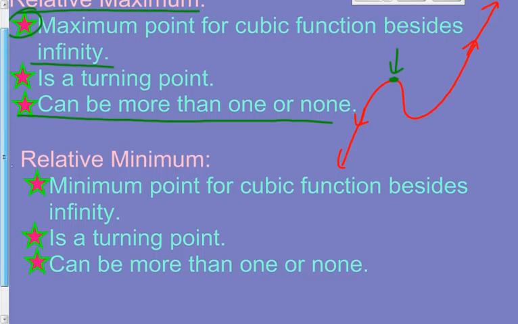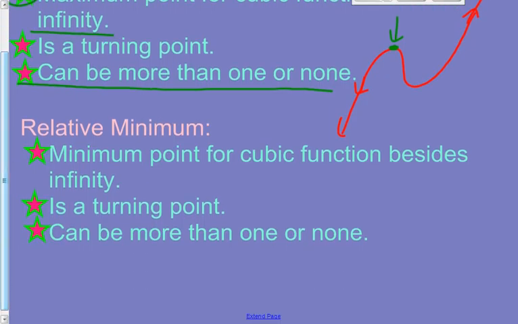Our minimum point is obviously the exact opposite. It's the lowest point besides infinity. So our relative minimum in this case would be that valley there, that little decrease as we go down. It is also, again, a turning point. So these relative maximums and relative minimums are turning points. Once again, there can be one, there can be more than one, or there can be zero or none at all. So this point right here would be our relative minimum. And this is our relative maximum.